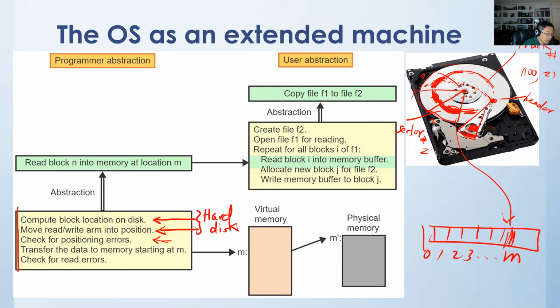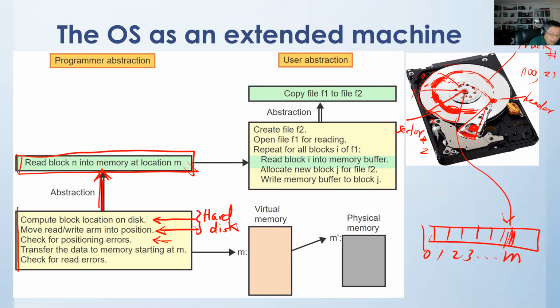Now, this is too much, right? The user doesn't want to know the details of this. So using abstraction, at the high level you summarize this operation into one operation. That operation is called read block n into memory at location m. So that's one operation. However, that operation is still too complicated for most people.